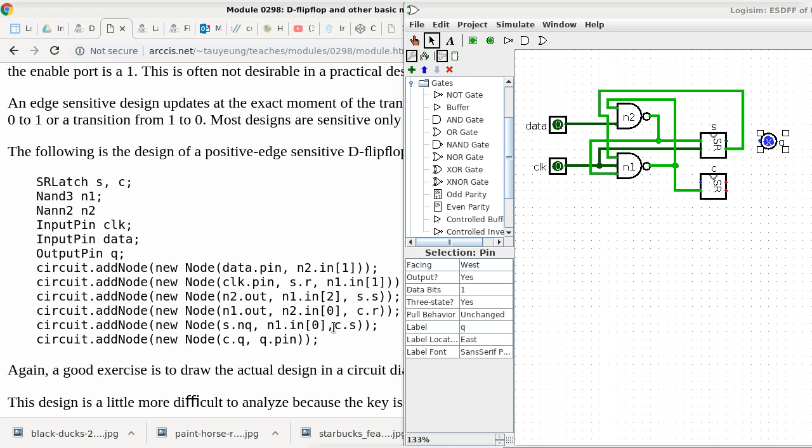All right, and it also goes to CS, okay? So CS is here. Okay, so S.NQ goes to CS. Yeah, we got space to do that. There we go. And the last one is to take the Q output of the SR latch, which is this guy, to the Q output pin, and we are done.